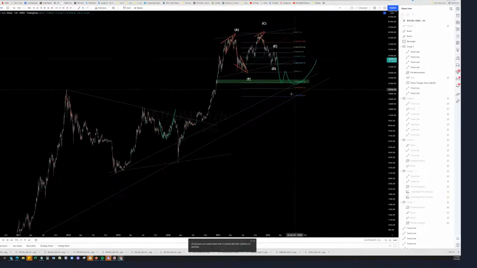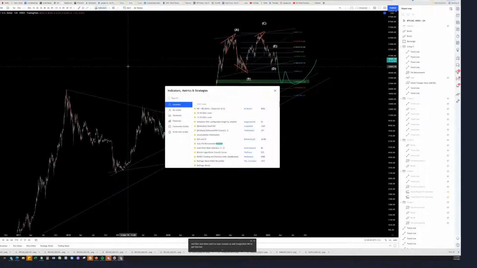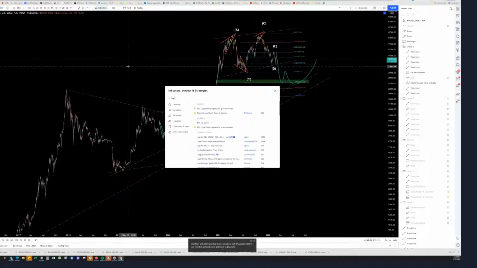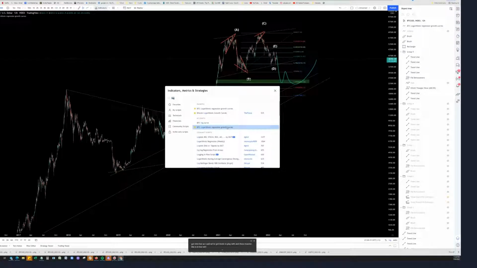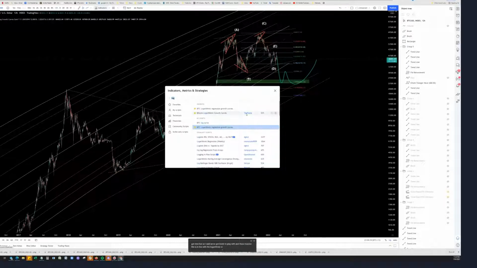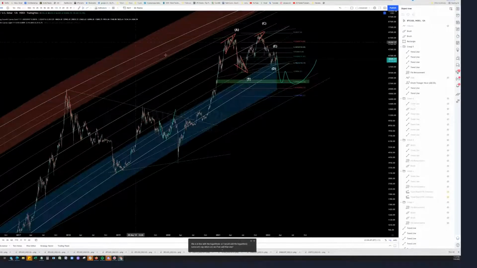This is in line with the logarithmic curve. So if we were to add the logarithmic curve, let's see, where are we? If we add that one... That's not the one. Is it this one? There you go. So let me just get rid of the other one.